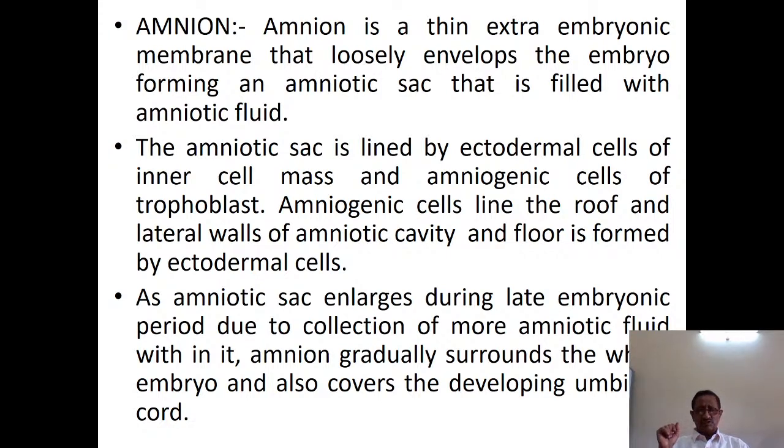Amniogenic cells line the roof and lateral walls of the amniotic cavity, and the floor is formed by the ectodermal cells. As the amniotic sac enlarges during the late embryonic period due to collection of more amniotic fluid within it, the amnion gradually surrounds the whole embryo and also covers the developing umbilical cord.